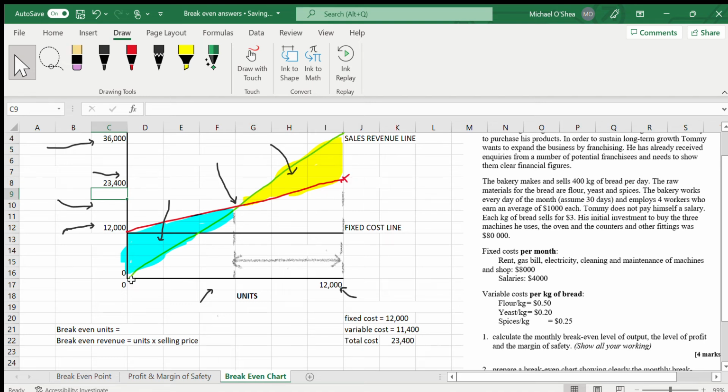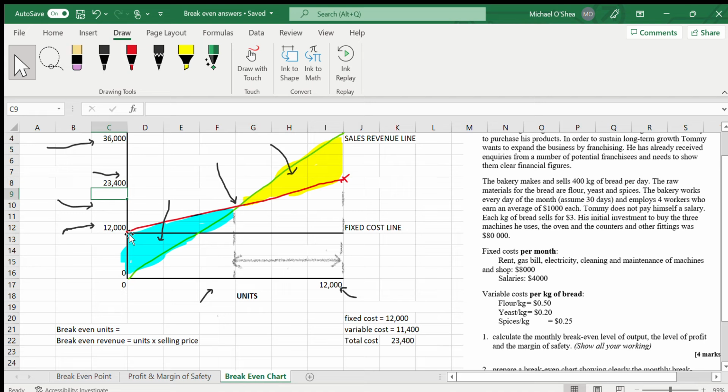It doesn't start at zero though. I don't start the line from here. Why not? Because my total costs when I produce nothing are not zero. Sales were, but total costs can never go below fixed because you've paid that regardless of how many you produce. So if I produce 0 units, my total costs will still be my rent, gas bill, electricity, cleaning, maintenance of the shop and machines and salaries.